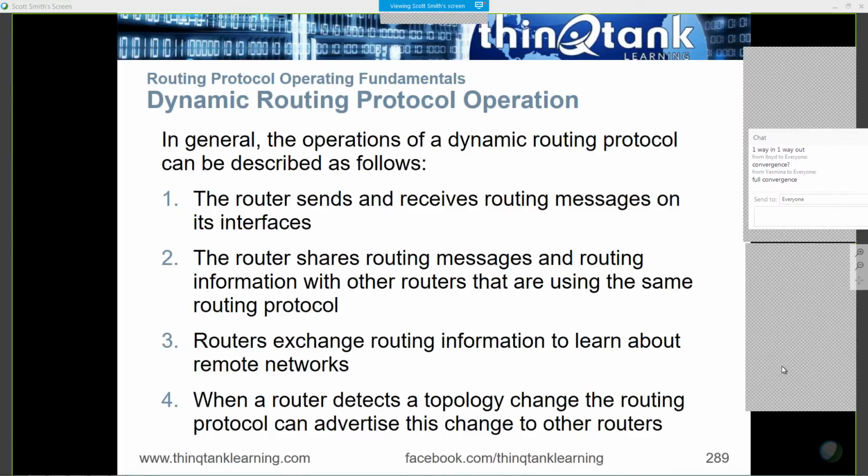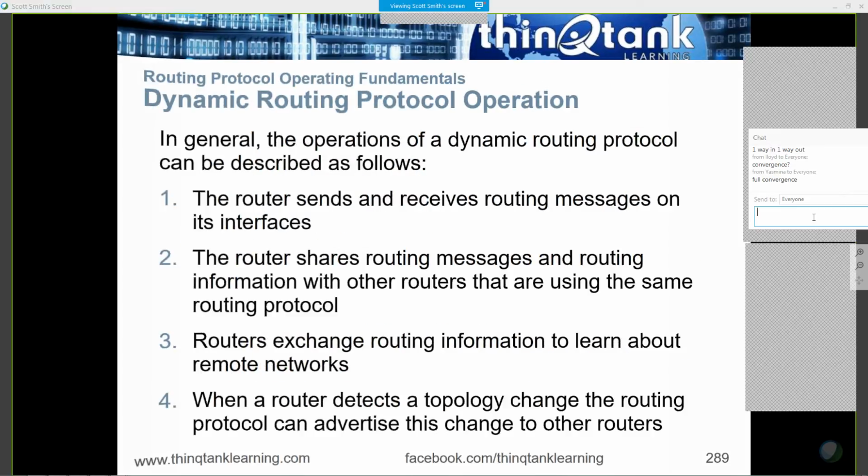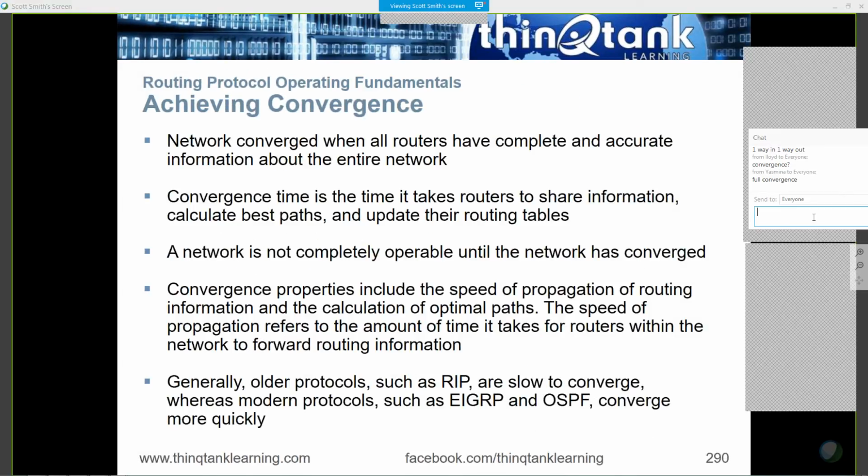Okay? We will often choose a routing protocol based on its ability to converge. Some routing protocols converge faster than other routing protocols. RIP is a pretty poor routing protocol. It takes a lot of time to converge. It could potentially take up to 240 seconds to converge.